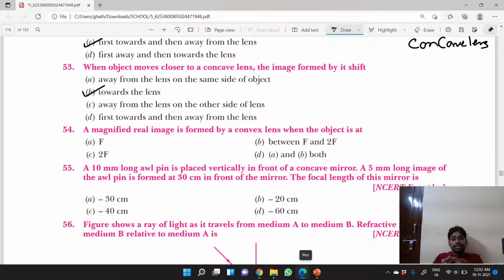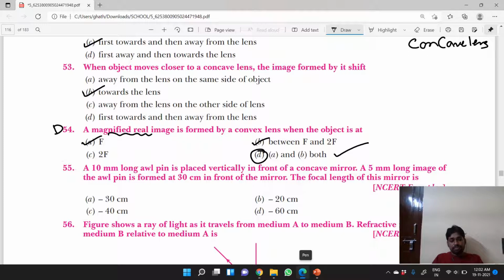A magnified real image is formed by a convex lens when the object is kept between the focus and C, as well as between C and F. So the answer is D, correct.